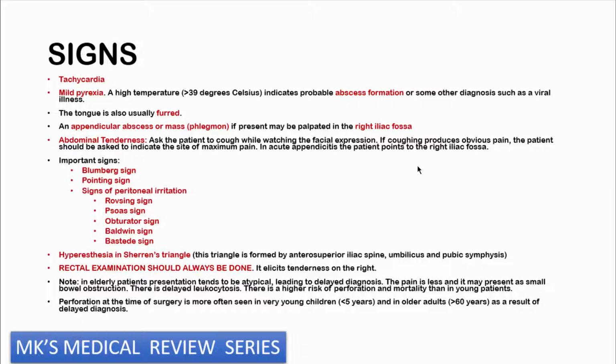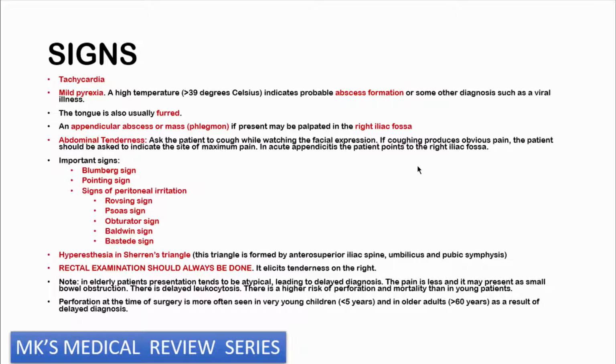Whether you want to clear exams, whether you want to distinguish yourself with an A+ or a B+, you should know all these signs. Now, if you want to go a step further, you may know about the Baldwin sign or even the Bastedo sign. And you may also go on and talk about hyperesthesia that may be present in the Sherren's triangle. Remember that Sherren's triangle is formed by the anterior superior iliac spine, the umbilicus, and the pubic symphysis. So you may get some hyperesthesia in that area.